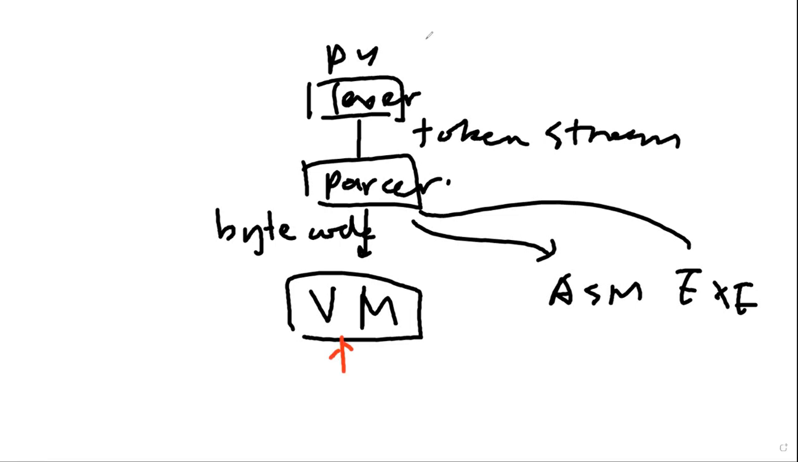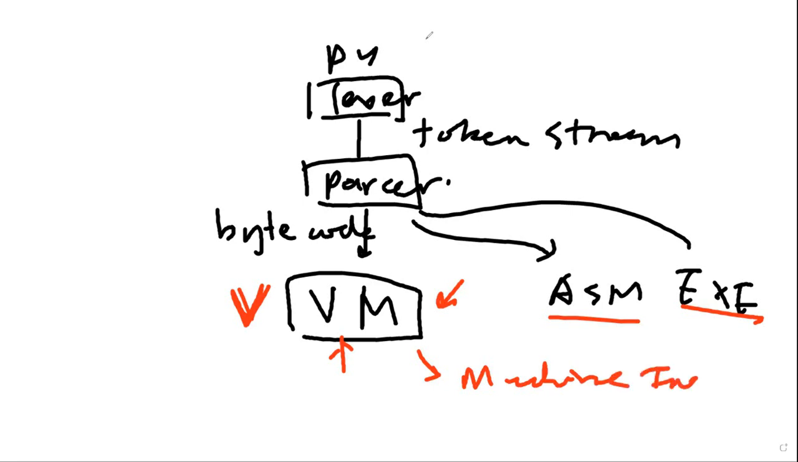The parser's output can be different kinds of things, and using a virtual machine is only one of them. The advantage of using a virtual machine is that this bytecode is not executable code. It is not assembly, so it actually is machine independent. It also is OS independent, platform independent.